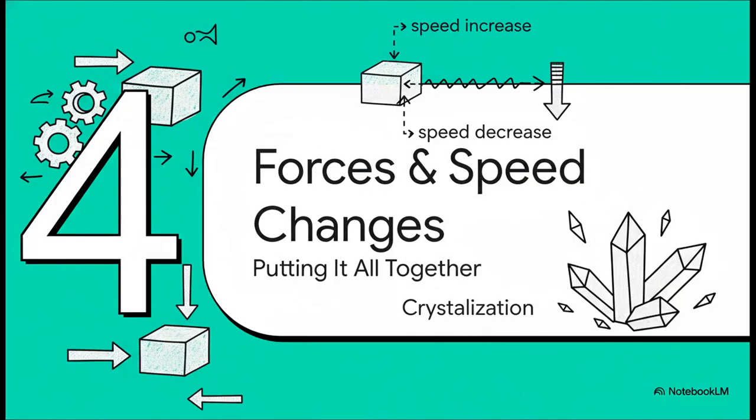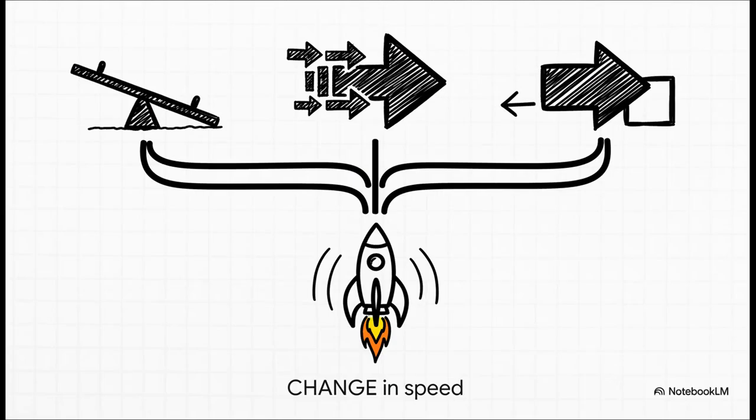Okay, so let's put all these pieces together now. Let's really nail down this fundamental relationship between forces and how an object's speed changes. So what does it really take to make something speed up or slow down? Well, the forces have to be unbalanced. Or you could say it a different way. There has to be a resultant force. Or another way, the forward force has to be bigger than the backward force. See, they're all just different ways of saying the exact same thing.